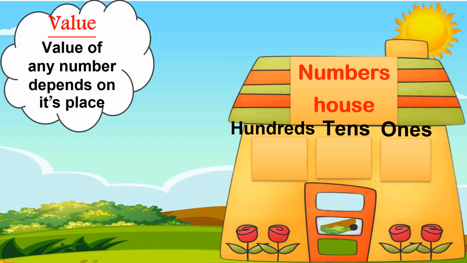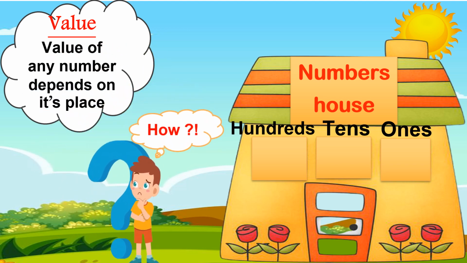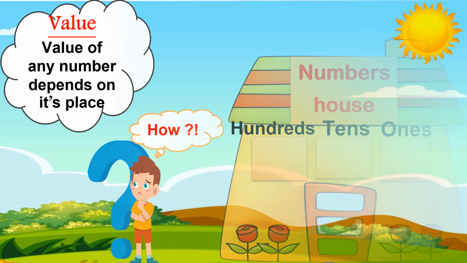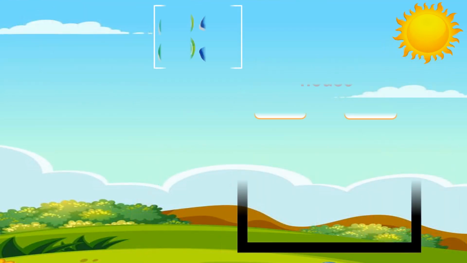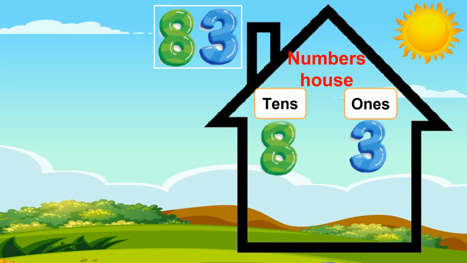The value of any number depends on its place. If I have here the houses, hundreds, tens, ones, how can I find the value of any number? Together, if I have 83, I have to put the houses first, ones and tens. Then 3 is ones and 8 is tens.